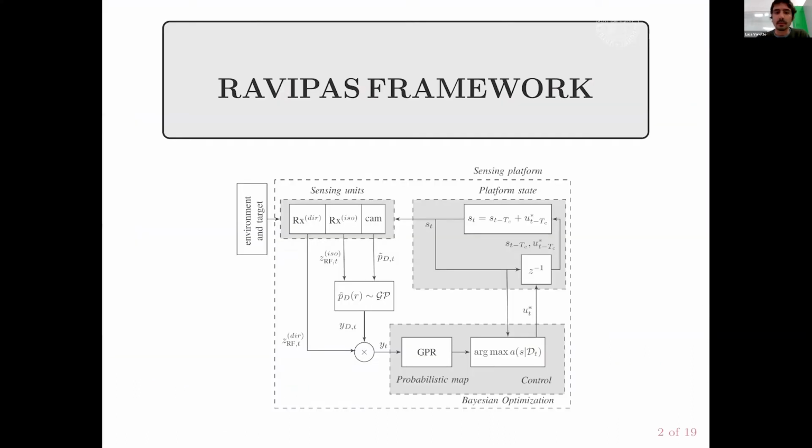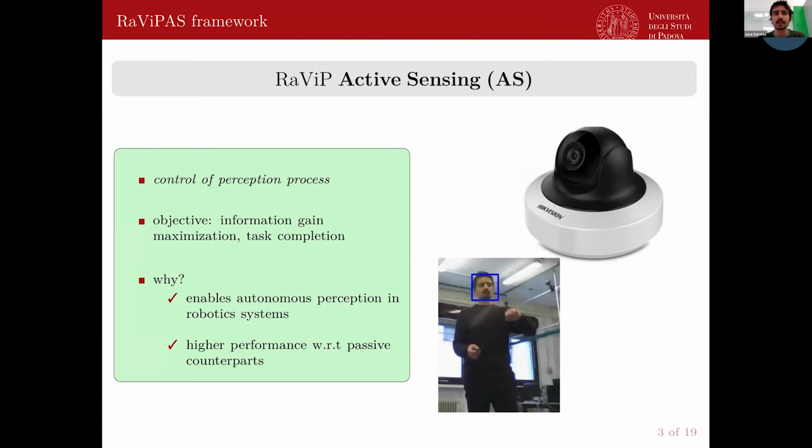So first of all, let's start with the framework of RaviPAS. RaviPAS stems from the active sensing paradigm, so the control of a perception process with the aim of gaining informative data from the sensors on board or to complete a certain task. And the reason why active sensing is widely used in literature is that it enables autonomous perception in robotic systems, and it always, or better, often performs better than passive counterparts. An example is given by pan-tilt cameras that regulate their field of view in order to track a certain target.